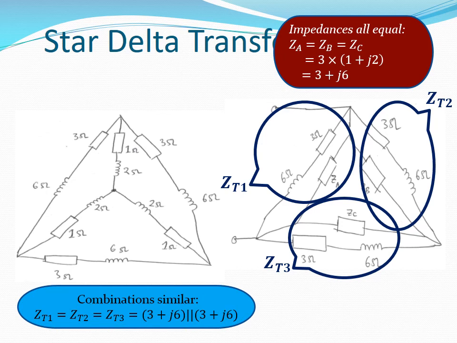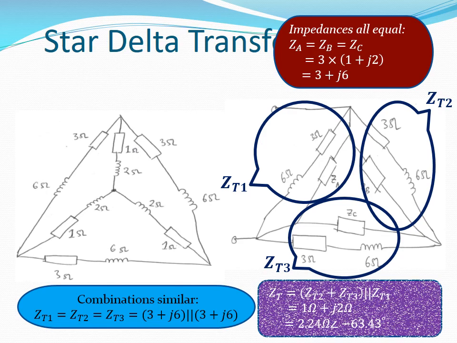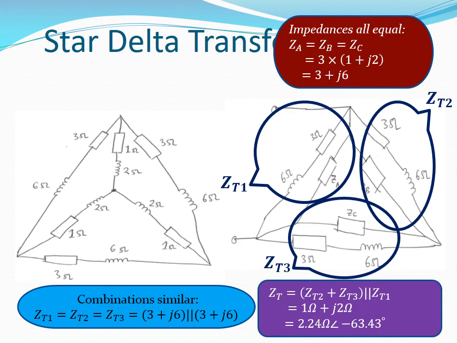The circuit has now been reduced into a series-parallel network. We can then use the series-parallel reduction methods to calculate the total impedance. We obtain it as 2.24 ohms at an angle of minus 63.43 degrees.